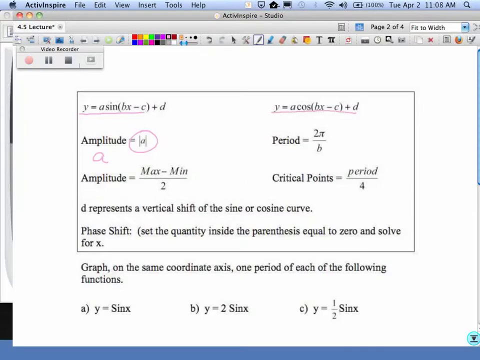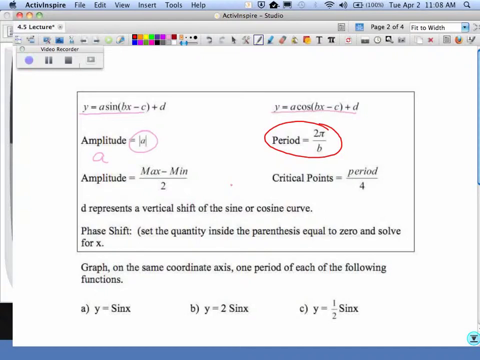B. The B value doesn't do anything for us except helps us calculate the period of the function. So we don't really use it for the graph. It tells us what the period of the function is. And that's always located in front of x. B is always what's in front of x.